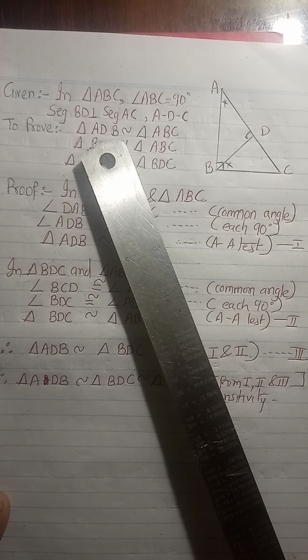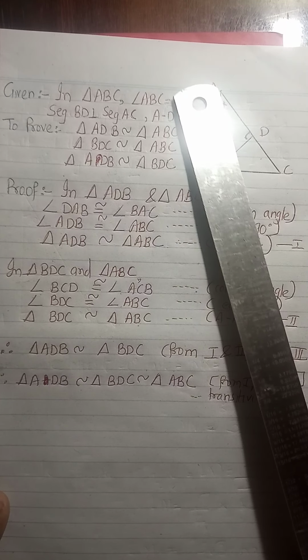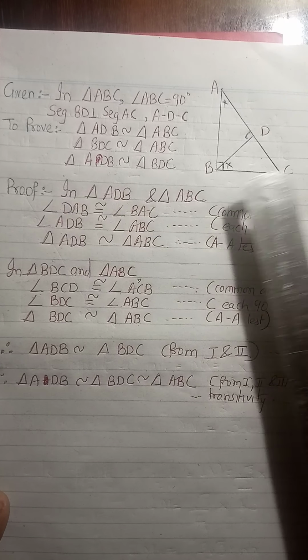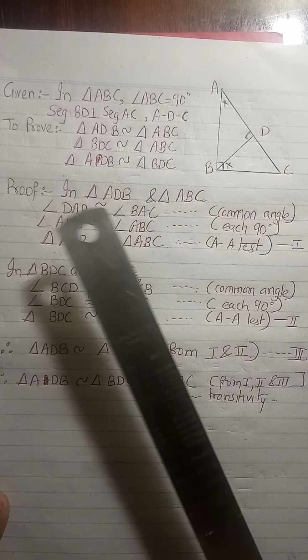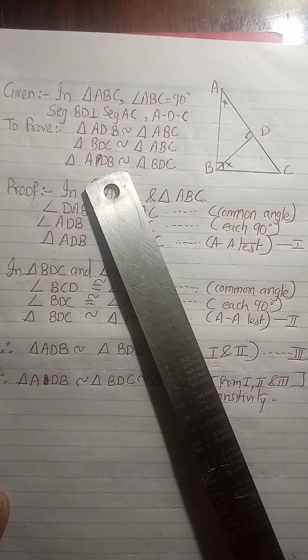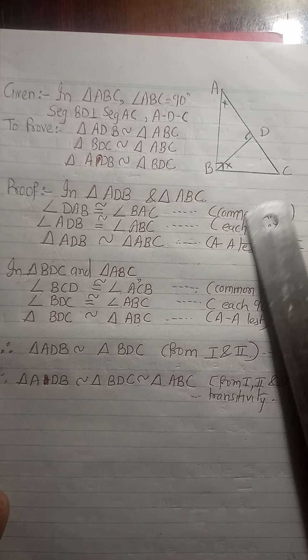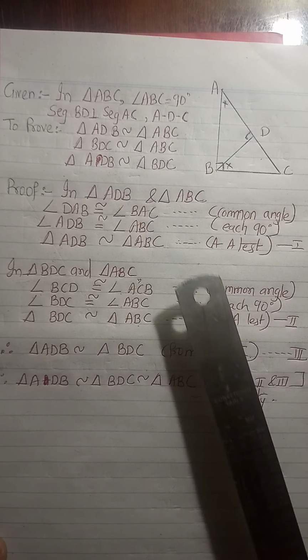We have to prove that the smaller triangle ADB is similar to the bigger, original triangle. Then the smaller triangle BDC is similar, again, to the original triangle ABC. And also the remaining two smaller triangles, triangle ADB and triangle BDC, are similar to each other. So all three triangles are similar to each other; that we have to prove. This is called the theorem on similarity of right angled triangles. Let's see how.